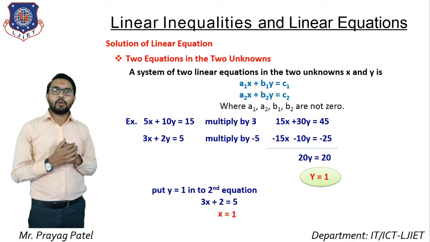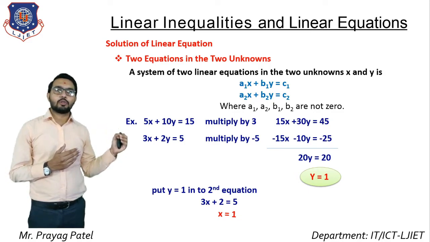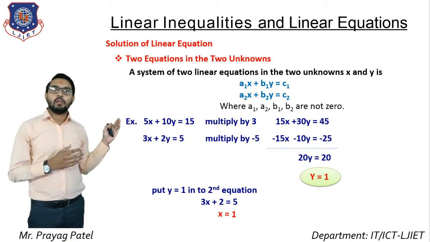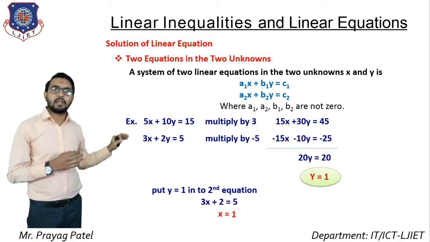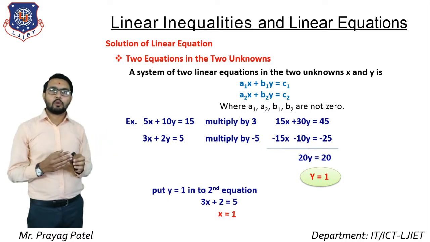So here, consider the two equations in the form a1x + b1y = c1 as the first equation, and second, a2x + b2y = c2. Here a1, a2, b1, b2 are non-zero values. Now, for example, consider the first equation as 5x + 10y = 15, and the second equation 3x + 2y = 5.